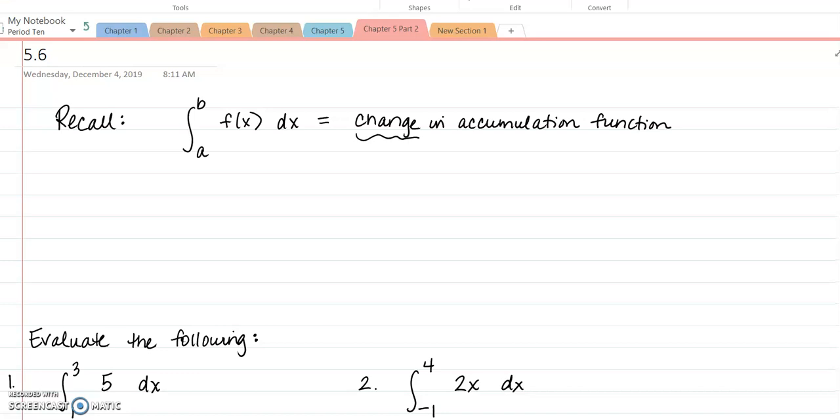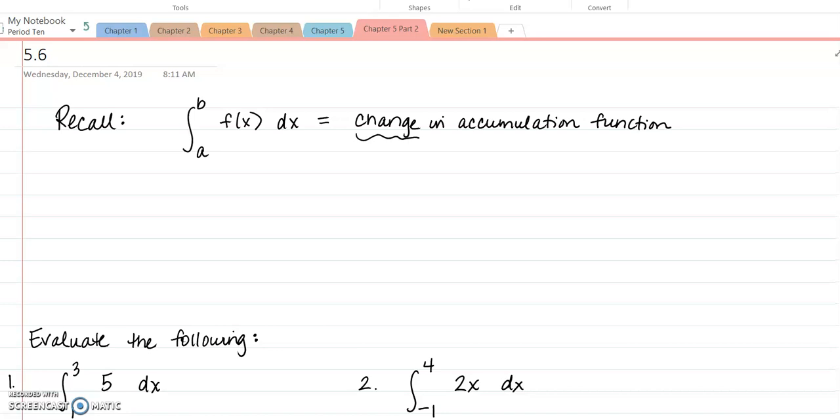So recall the integral from a to b of f of x dx is equal to the net area. We spent a lot of time last week and the week before finding areas of trapezoids and triangles, and some were positive and negative. And so that was the net area on an interval.